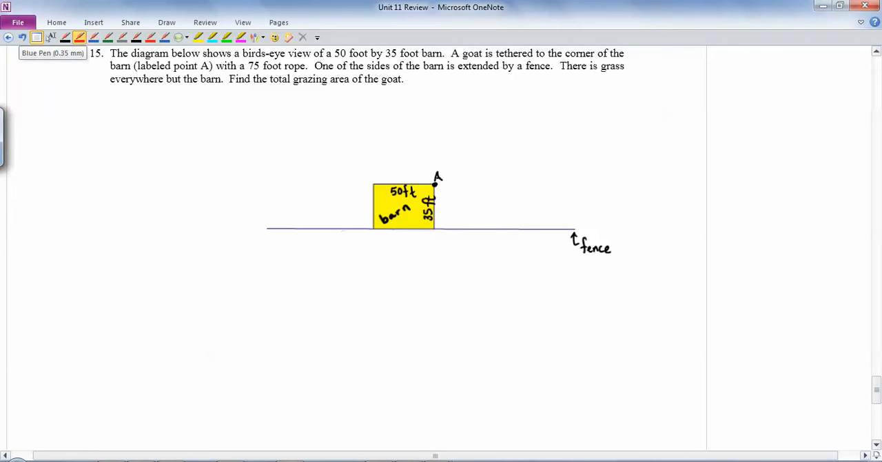So if the goat were to go directly this way, 75 feet, right along the edge of the barn, then there'd be 25 feet left over here. Let me make this a little bit better. So it's the 50 and then half of the 50. So something like this, where this part right here is 25 feet. And you could go this direction a full 75 feet.